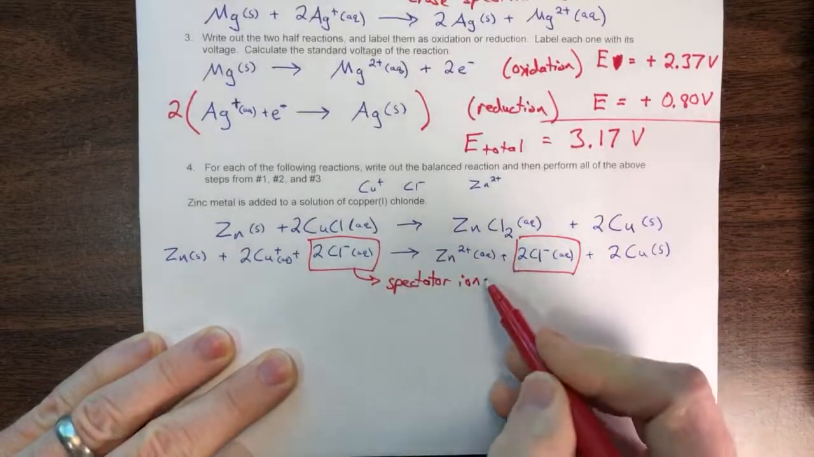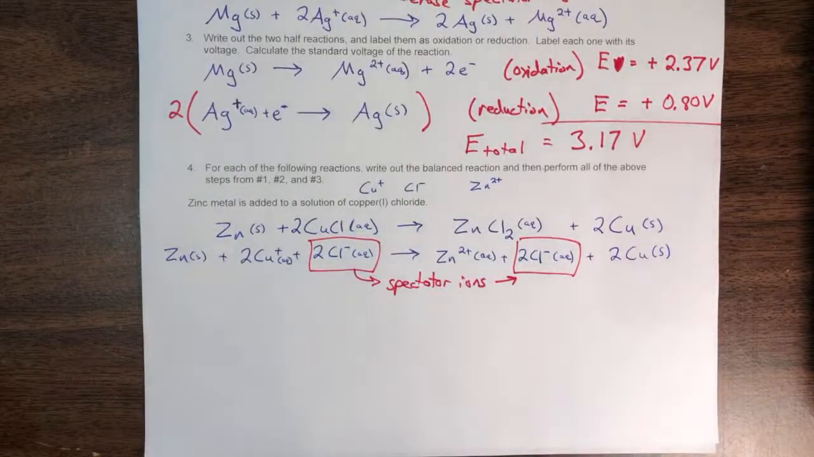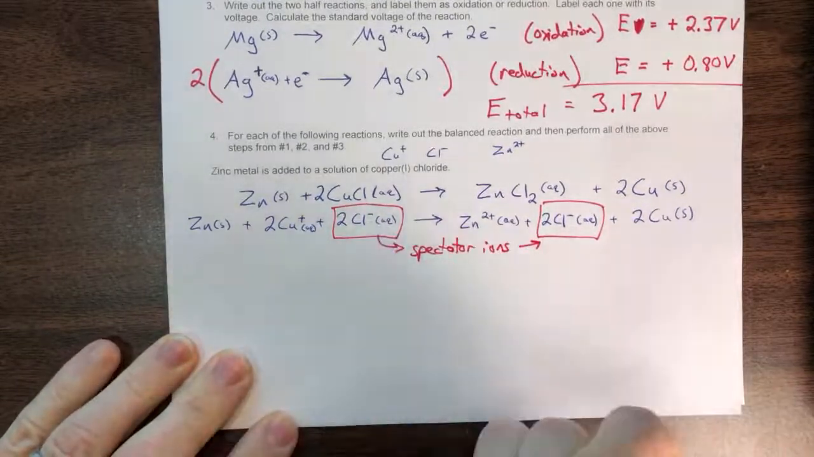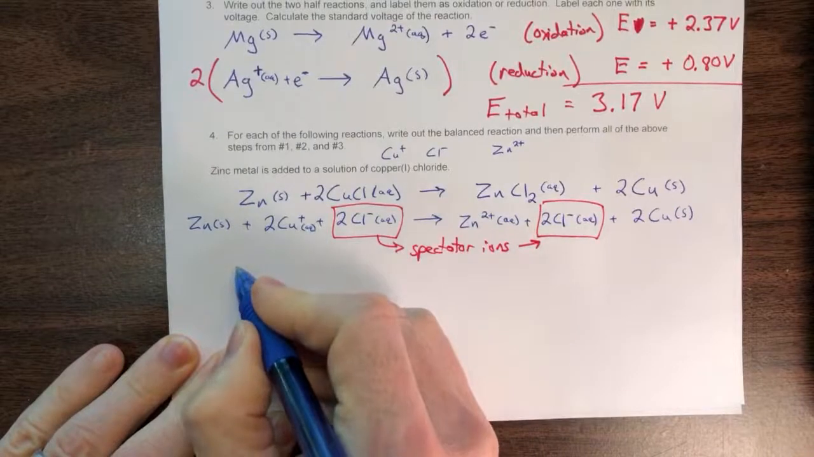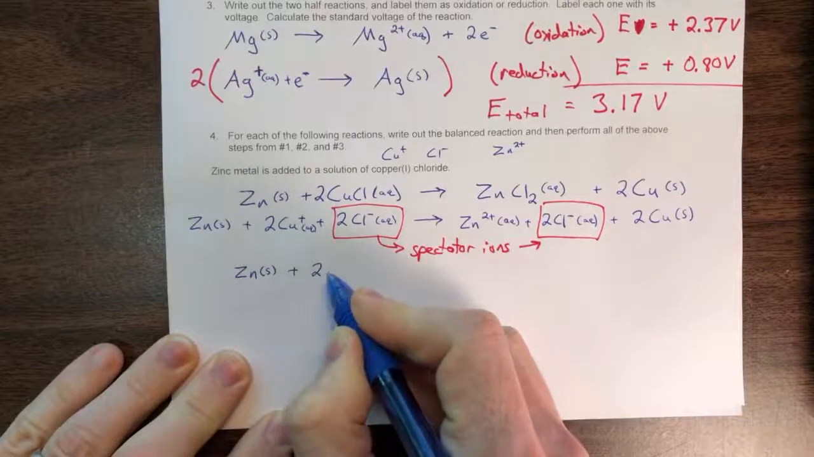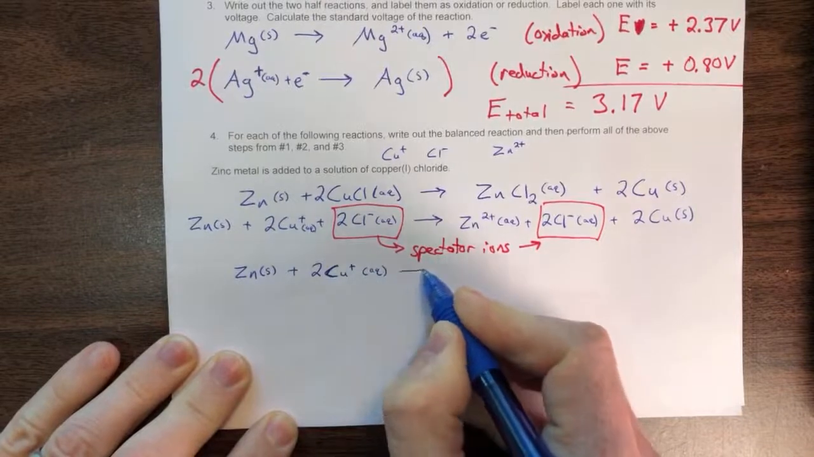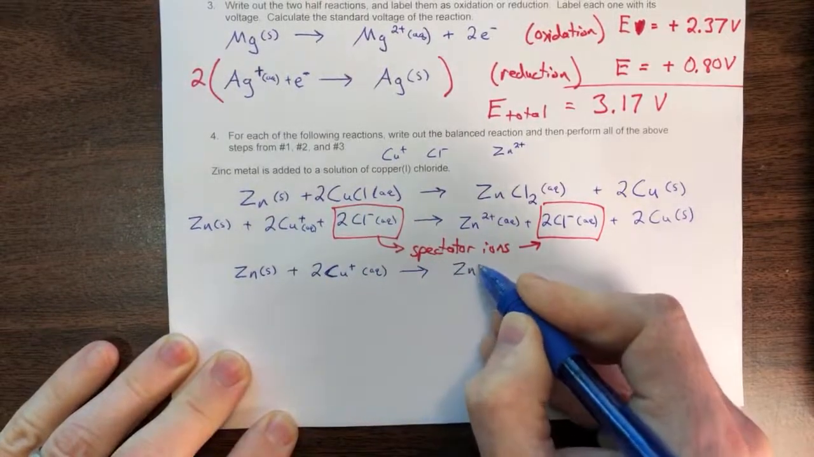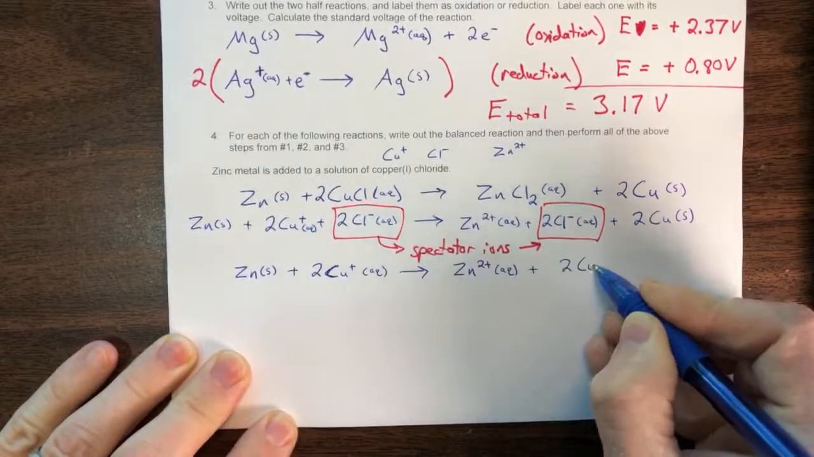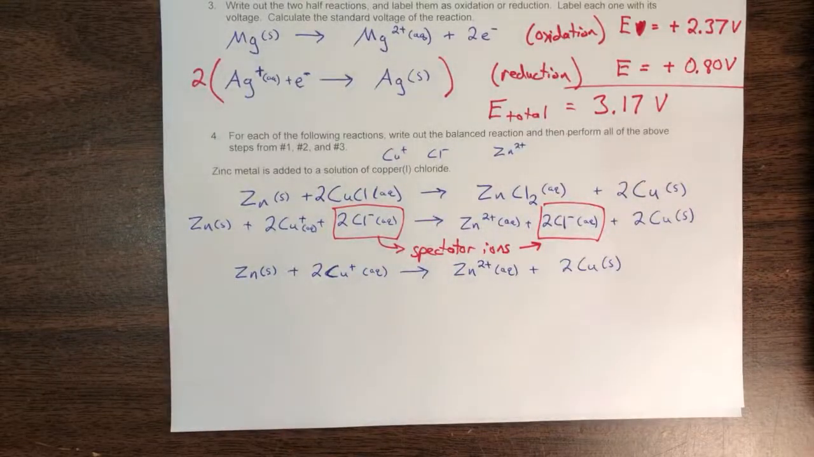Okay, spectator ions. They're the same on both sides. So for your net ionic equation, we just remove those. Then that's it. So your net ionic equation is going to look like this. It's going to be Zn plus 2Cu+ aq goes to make Zn2+ plus 2CuS.